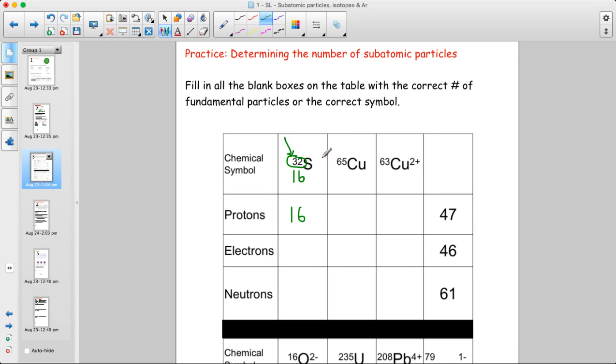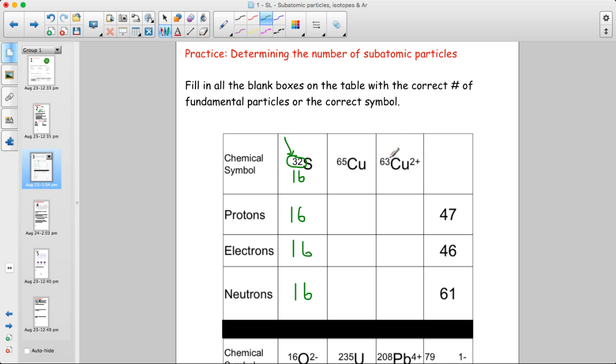On this symbol, there's no charge written in. The charge would be written at the top right, as it is over in this example. So sulfur has no charge. If it has no charge, then the protons and electrons are the same. Then they must be balanced. And in this example, if the mass number is 32, 32 minus the atomic number means that there must be 16 neutrons, okay? Because 16 neutrons, 16 protons adds up to 32 for the mass number.